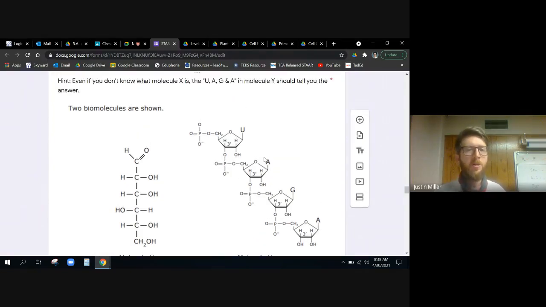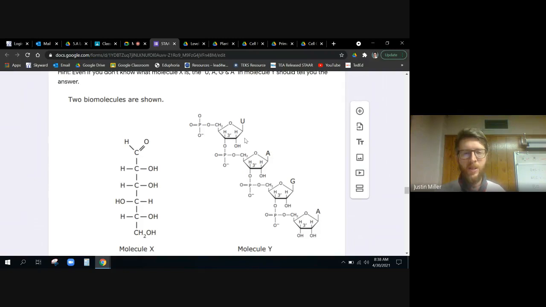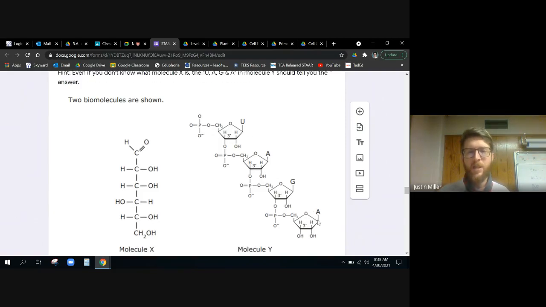Well, remember, all biomolecules are made up of CHOPN. This one just has C, H and O. This one has C, H, O and P, but it also has N. It just doesn't show it, which I hate. I don't know why they did that. But look at these letters here, U, A, G, A. What does that tell you?